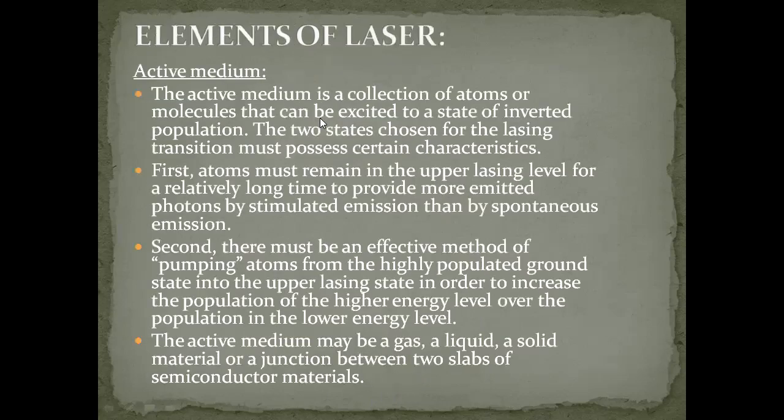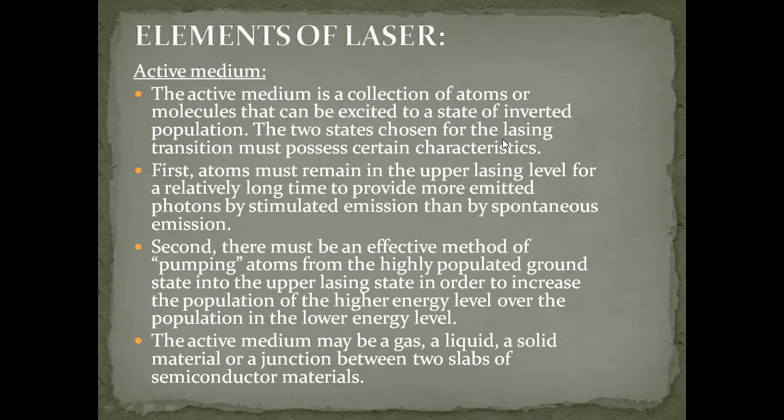Then what are the parts of a laser? How to construct a laser? For that, there are four main parts for the construction of lasers. First one is the active medium. Active medium is nothing but the material that we have chosen for the construction of the laser output. So the active medium is a collection of atoms or molecules that can be excited to a state of inverted population.